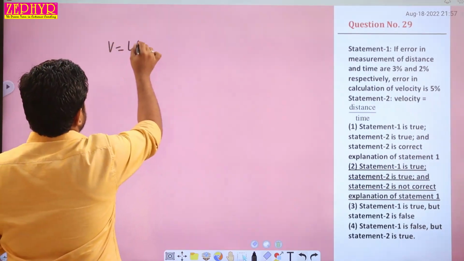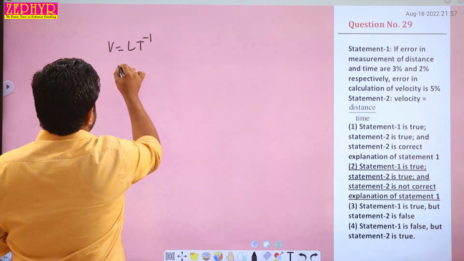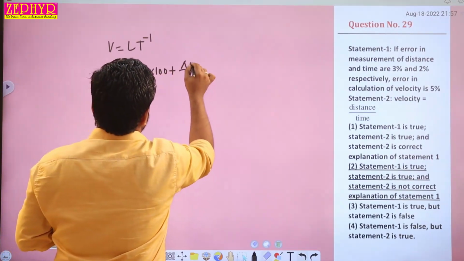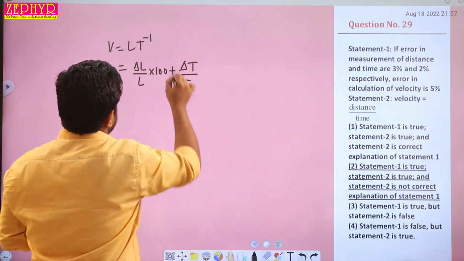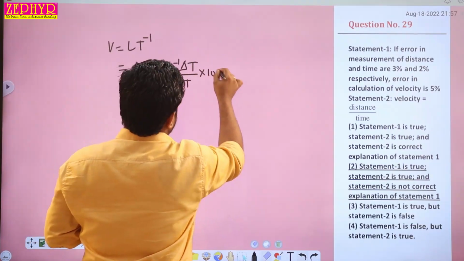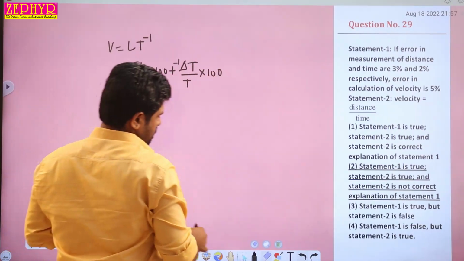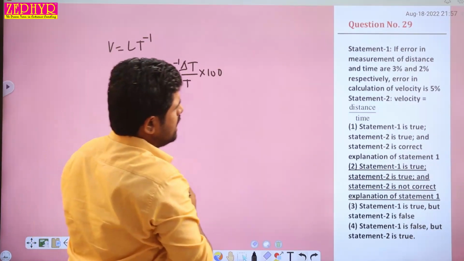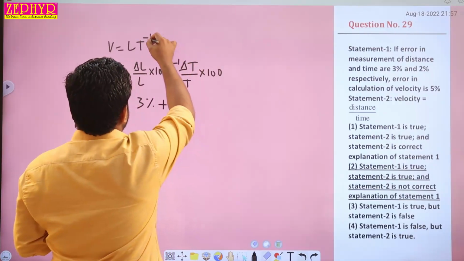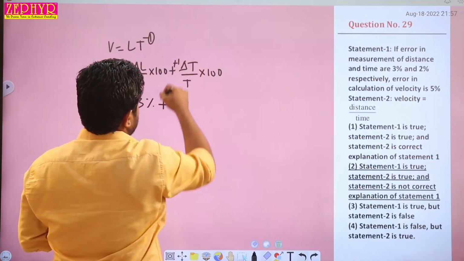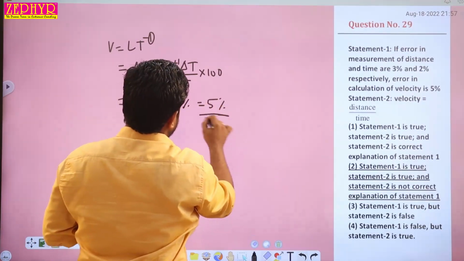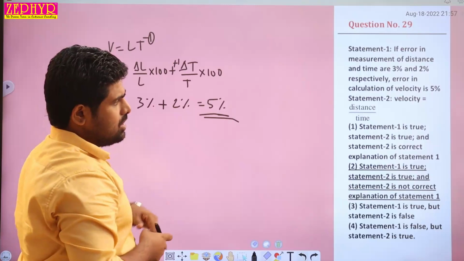So velocity V is equal to L T raised to minus 1. So delta L divided by L into 100 plus delta T divided by T into 100, that is the percentage error. Here I use the numerical value only, so 3% plus 2% is equal to 5%. So that one is the right statement.